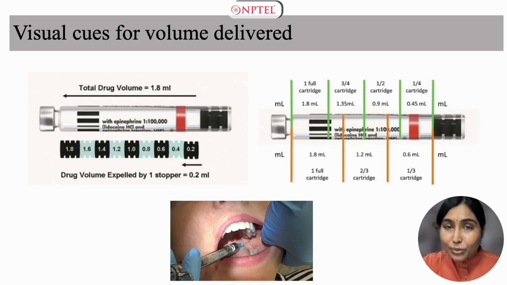This picture is a good guide to assess the volume of solution used in clinical practice. Remember, the space occupied by a plunger is 0.2 ml. So every full movement of the stopper results in expression of 0.2 ml of LA solution. So this is a reliable indicator of the volume of drug injected as observed through the large window of the syringe.